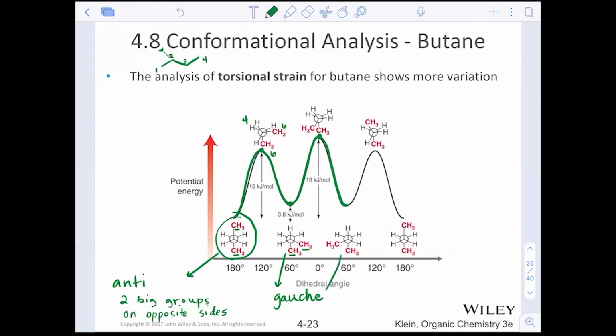We get another gauche, where the 2 methyl groups are still staggered but next to each other. And again, still 3.8 kilojoules here. Rotate again, we get our same 16 kilojoules difference in the eclipse, and then back down to our anti-staggered, which is the lowest energy conformation.